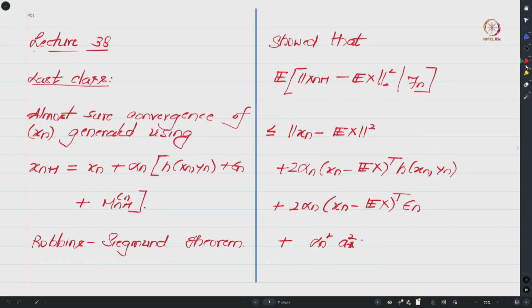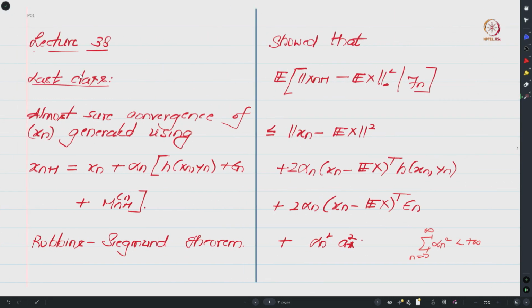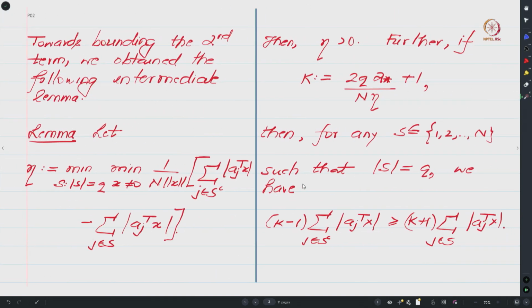And what we will eventually do is choose a step size which satisfies the sum of alpha_n squared being less than infinity, and this will take care of this term. So, we do not have to worry about this term, and what remains are these two terms, and in today's class we will see how to deal with these expressions. In the previous class we had made some initial effort towards obtaining a bound on the second term, and we had obtained the following intermediate lemma which we will use to bound this second term.